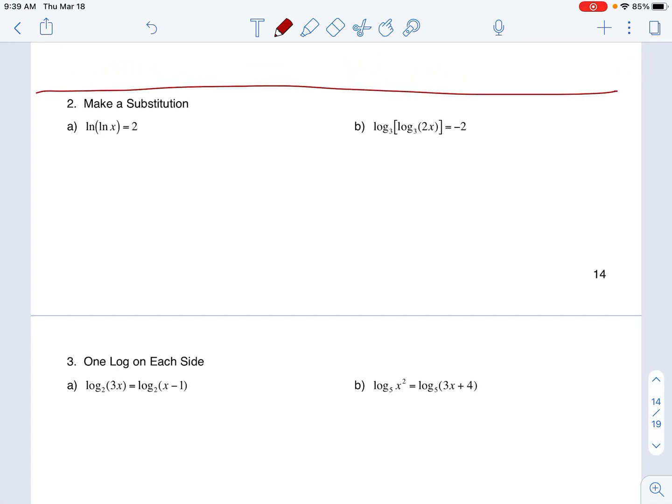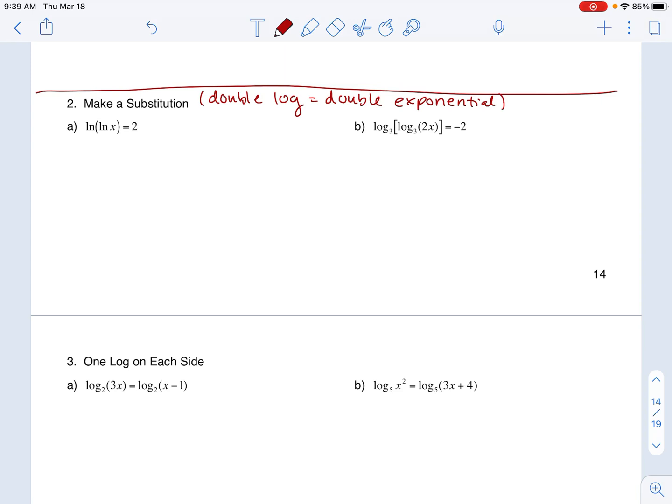I also like to call this double log because double log means double exponential, right, in order to solve it. So basically, one way you can do a substitution, you could do a t substitution if you want to. I almost think it's easier to just do a double exponential.